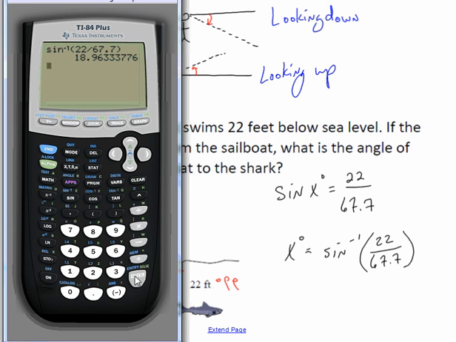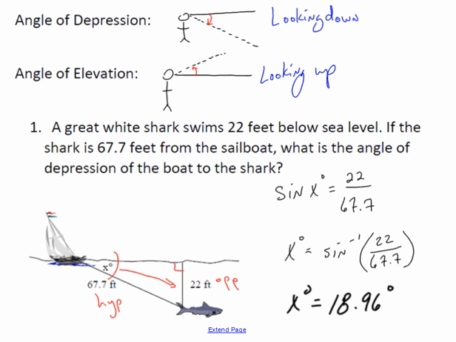Enter. So I see then that x degrees, my x is 18.96 degrees. So the angle of depression from the boat to the shark is 18.96, or basically 19 degrees.